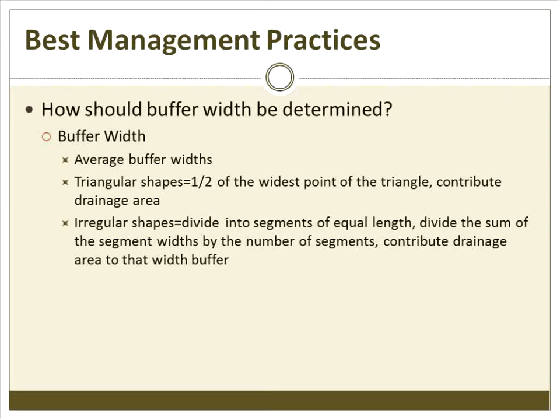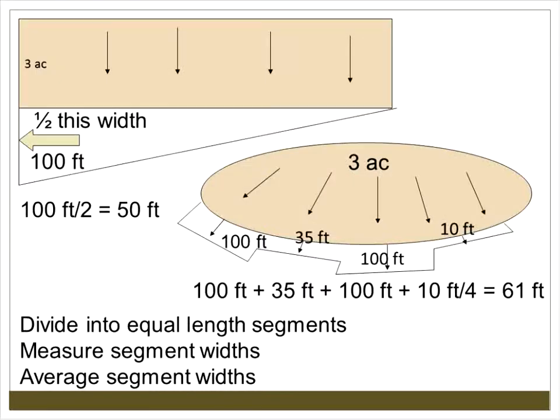Buffer widths can be really tricky because buffers often are irregular. So how do you figure out what the width is? Well, you can just average the buffer width. If you have a triangular buffer, which is not too frequent, you simply take the midpoint of the widest point of the triangle and you consider that the width of the buffer. If it's a regular shape, you can divide it into segments and average it. Keep in mind that buffers don't get any credit over 100 feet, so beyond 100 feet, there's no value in trying to average the buffer.